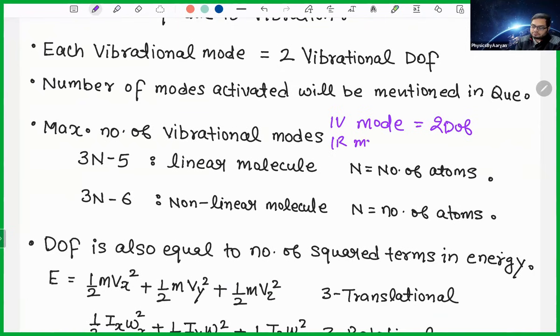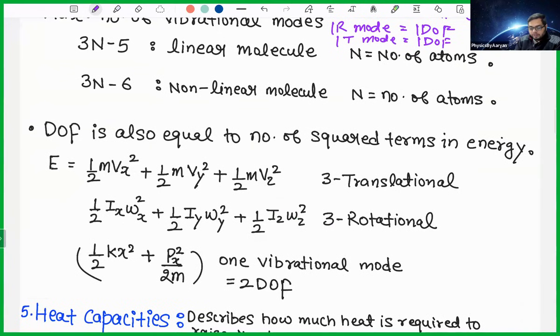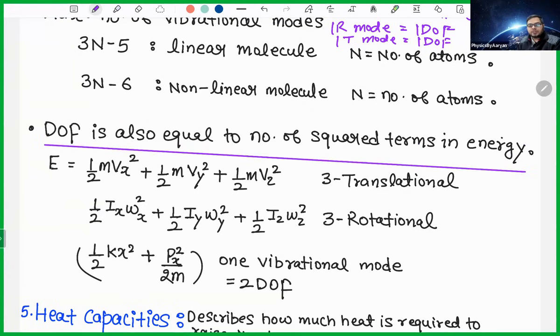One vibrational mode is 2 degrees of freedom. One rotational mode is 1 degree of freedom. One translational mode is 1 degree of freedom. But one vibrational mode is 2 degrees of freedom. Why? Let's see this. Degrees of freedom is also known as the number of square terms in energy. How many of you have heard this line before? Yes. In energy, degrees of freedom is equal to the number of square terms. If you have not heard it, hear it for the first time.